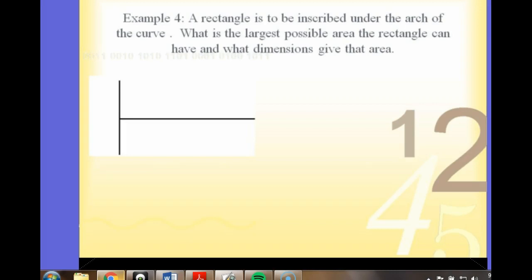All right. Looking at example 5, a rectangle is to be inscribed under the arch of a curve. What is the largest possible area the rectangle can have, and what dimensions give that area? So our curve is sine.